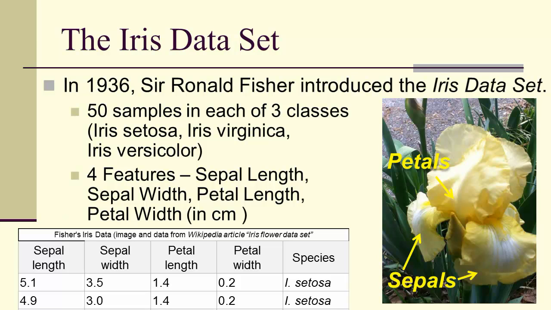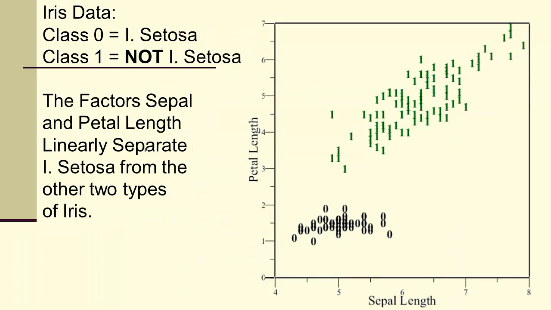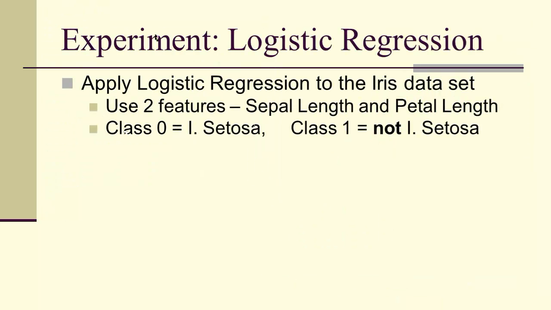Let's go back to our iris data set. We saw this in the first lecture. So 50 samples, we have 4 features. And we first looked at this in terms of 2 classes, and we see very quickly that class 0, setosa, and class 1, not setosa, they're linearly separable. And now we have something that actually can do the linear separation. So what we're going to do is apply logistic regression to the iris data set using 2 features, sepal length and petal length. Class 0, setosa, class 1 is not setosa.